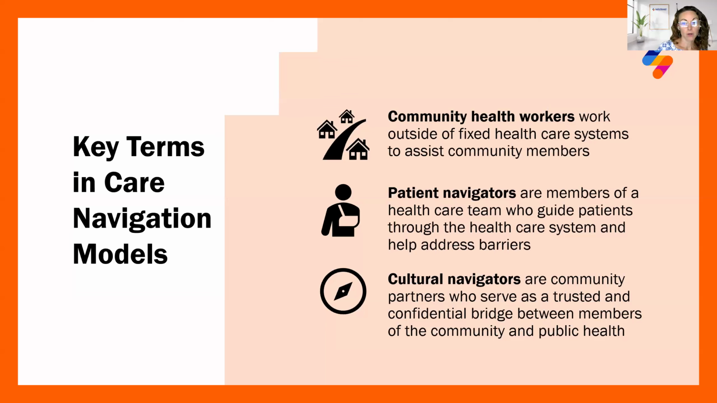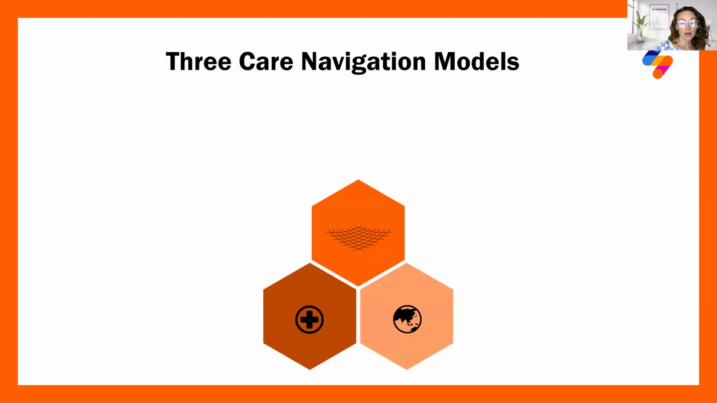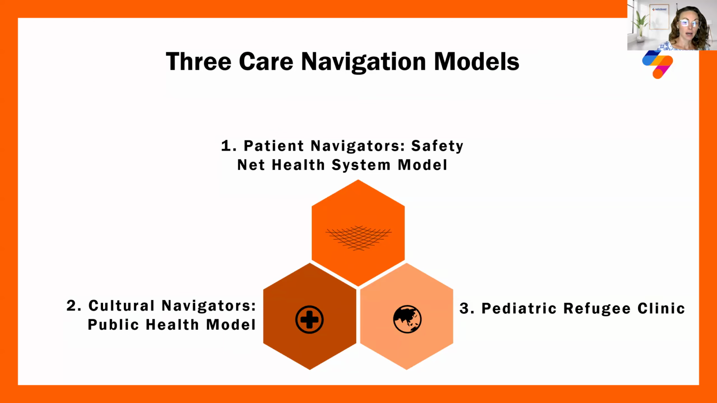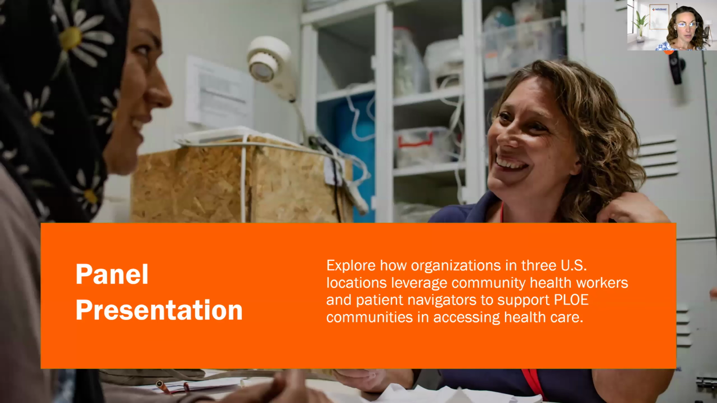So the three different models of care we will be discussing today are patient navigators in a safety net health system model, cultural navigators in the public health model, and patient navigators in a pediatric refugee health clinic. Our first presentation is myself, Tavia Mirassou-Wolf, and I will be discussing the cultural navigation model for public health.